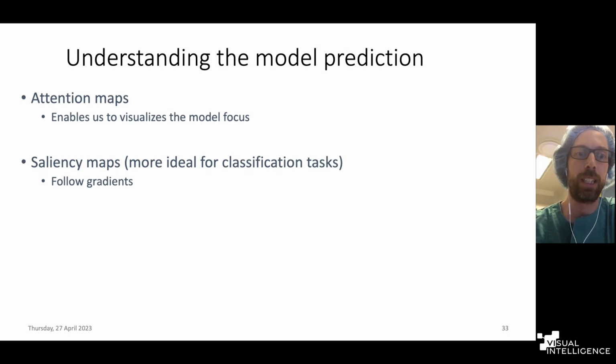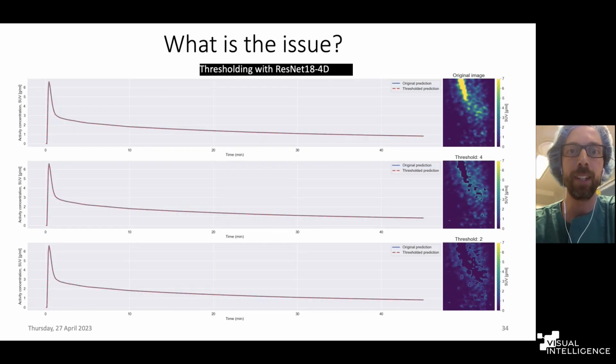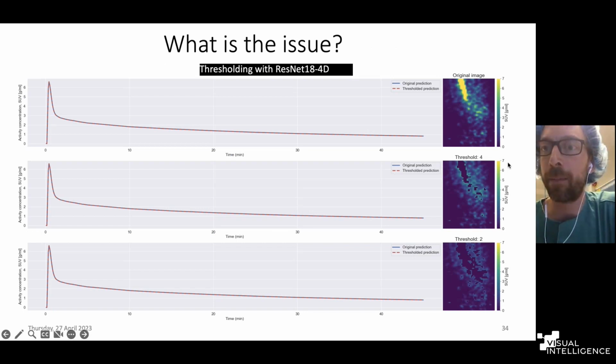Another idea is to use saliency maps, which are more used in classification tasks, so it's not straightforward how to do this for regression in this case. And the third option is to use masking in the input during testing to remove information and see how the output changes. So when we did this, this is the masking approach for these early networks.